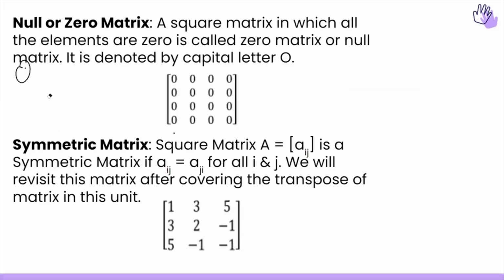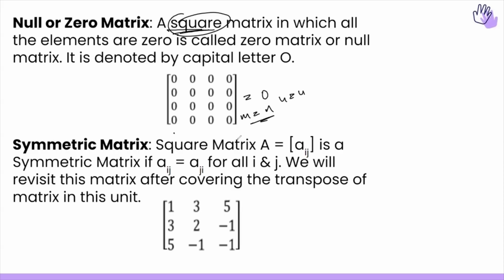Now coming to the next one, what is a null or zero matrix? A square matrix in which all the elements are 0. It's important to note it is a square matrix. Then it is called a zero matrix or null matrix, denoted by capital letter O. So this is a zero matrix, right? Because every element in this matrix is 0, and also it is a square matrix. What is a square matrix? The number of rows should be equal to the number of columns. In this case, it is 4 equal to 4.